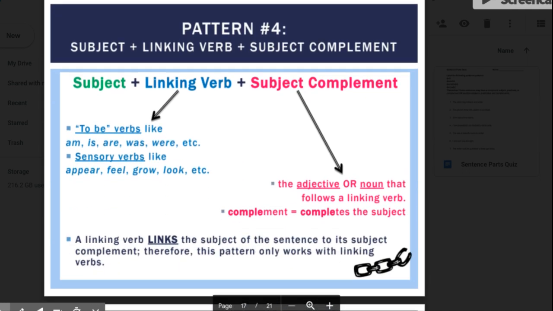All right, and the last one, we're going to talk about the subject and the linking verbs here in a minute. I'm going to go ahead and pause before I get on to pattern 4 because this one's a little tricky. So I'm going to explain it a little further. Thank you and great job. Keep it up.